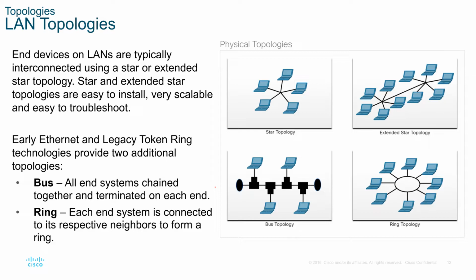you needed to make sure that the equipment that was putting in the screws was able to talk and take direction from the network at the appropriate time. So early Ethernet and legacy token ring technologies provide two additional topologies, both the bus and the ring.